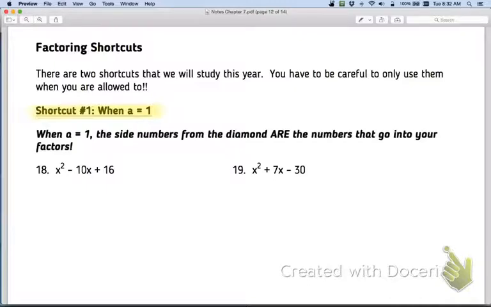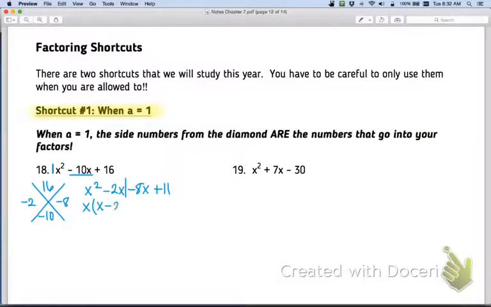So what we would do is set up our diamond with A times C, and you can see here A is 1. That's what we're looking for with this shortcut. So 1 times 16 would be 16, and B is negative 10. The numbers that would give us that would be negative 2 and negative 8. So we would do our x's out, x's in. I would take out the negative 10x, and I would put minus 2x minus 8x plus 16. I'll split it in half and take out my GCFs.